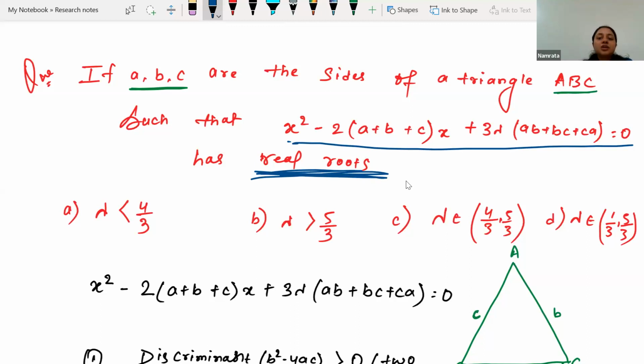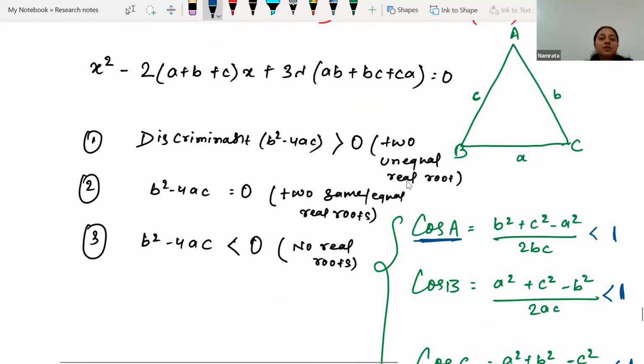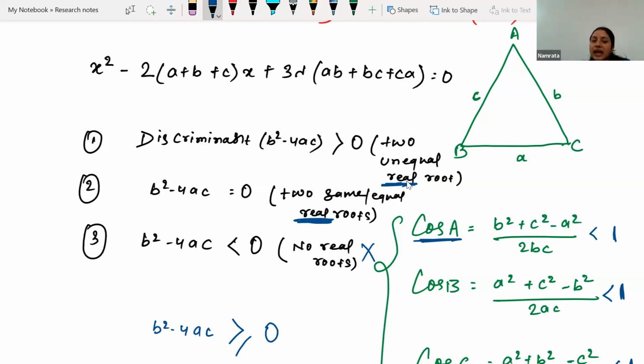Since it is talking about real roots, the first one is giving real roots, the second one is giving real roots, and the third one is giving no real roots at all, right? The combination of the first and second rule will be b square minus 4ac is either greater than 0 or equals to 0. Because the question is talking about real roots, it can be the first case or the second case, and the combination of both rules will be the greater than or equals to inequality sign. Is it okay?